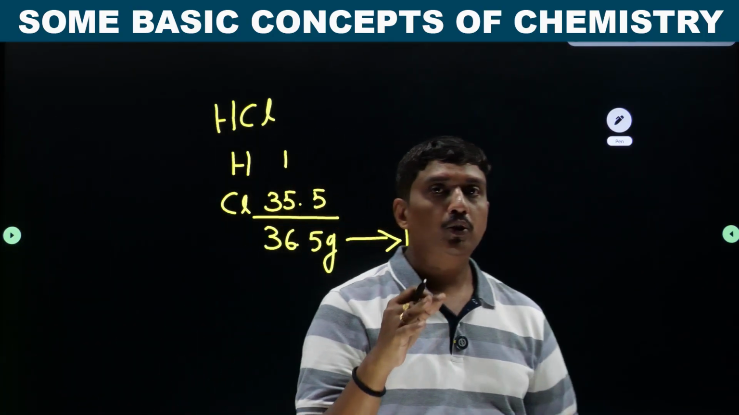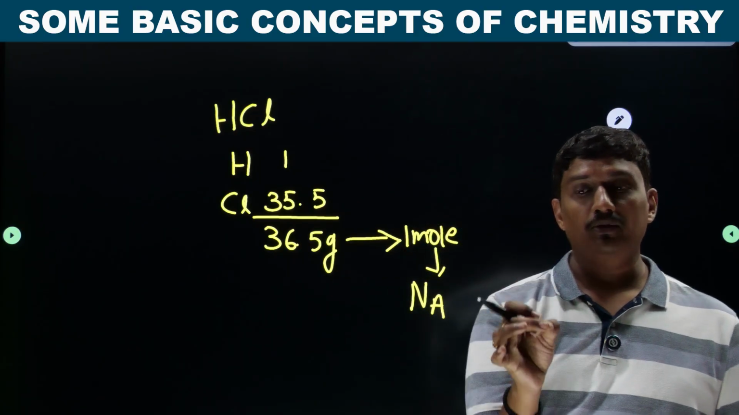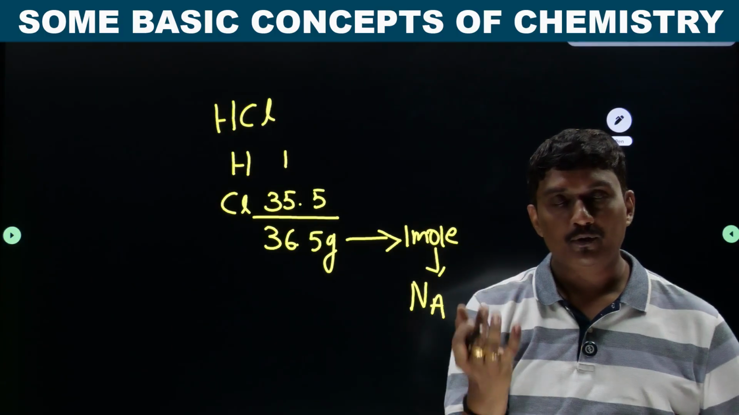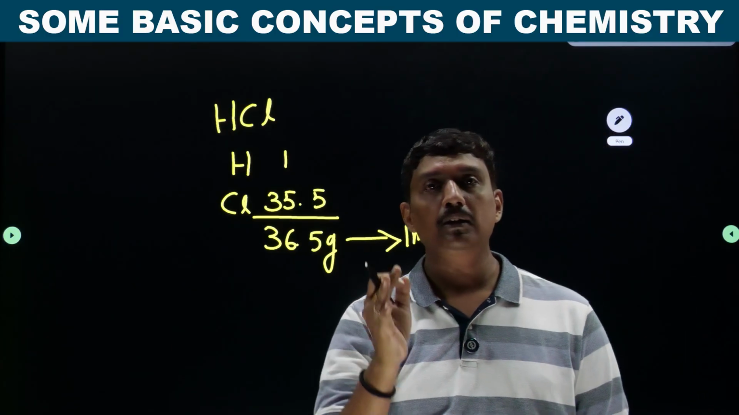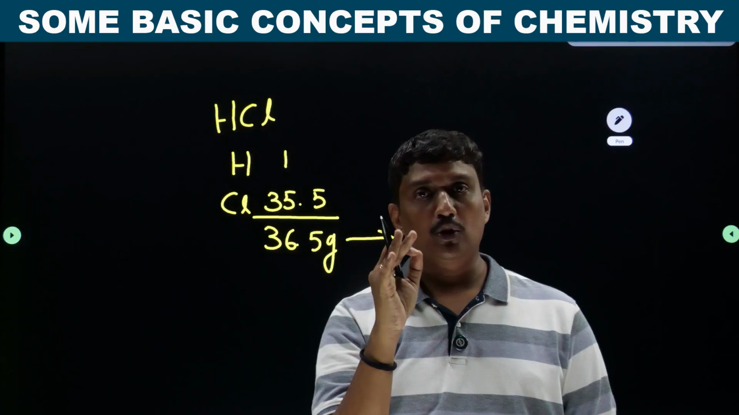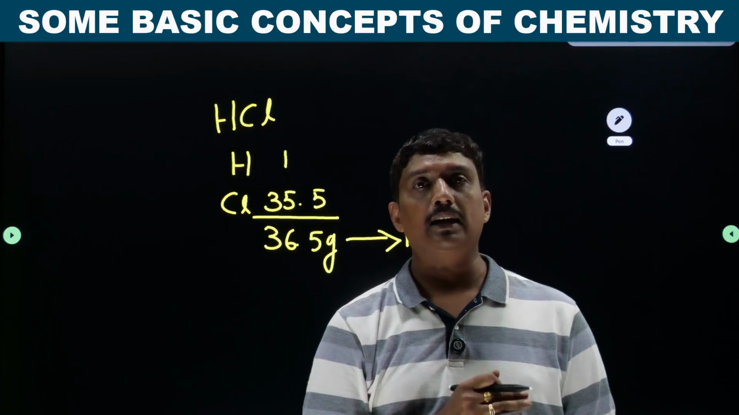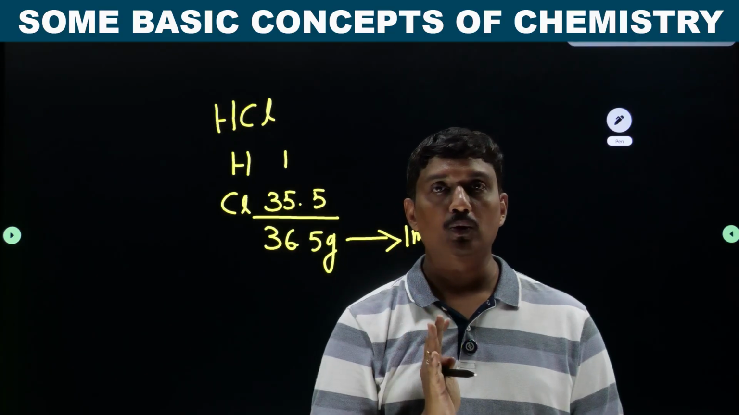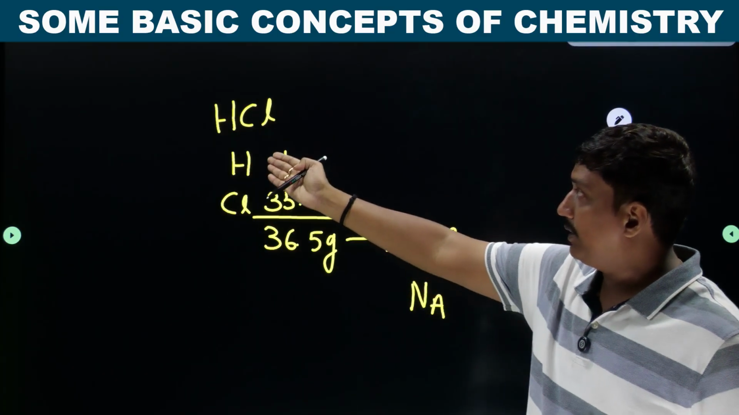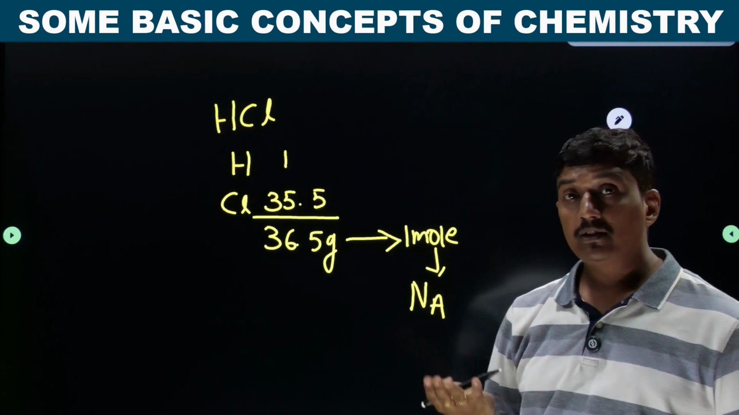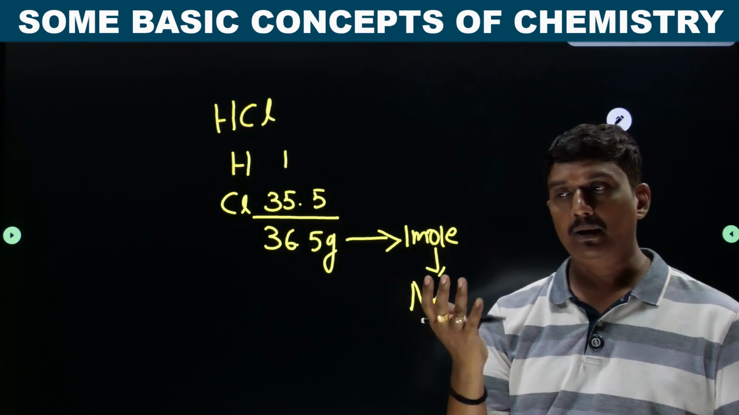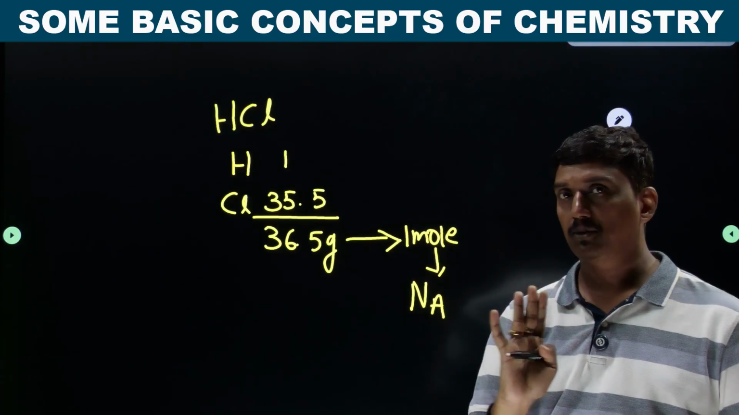I hope you are familiar with the concept of a mole. So, if you want a mole of a substance, how much should be taken? Its gram atomic mass or gram molecular mass should be taken, which is equal to 1 mole. I have taken molecules. Is it applicable only for molecules? No, you can take anything. It may be atoms, ions, or any substance.